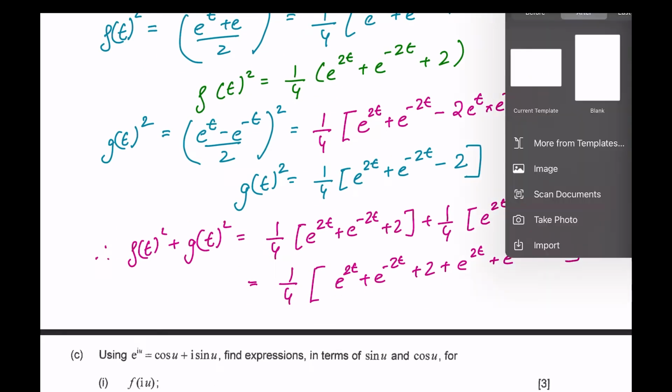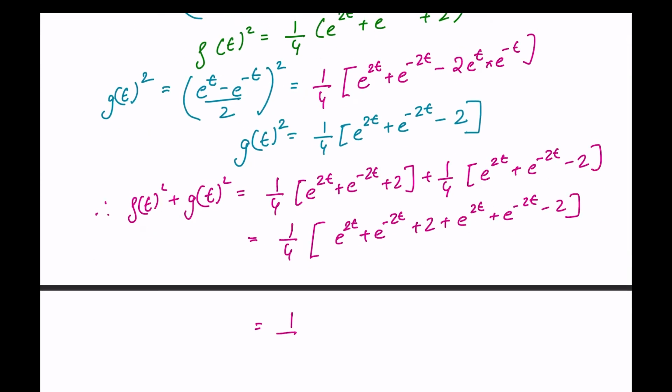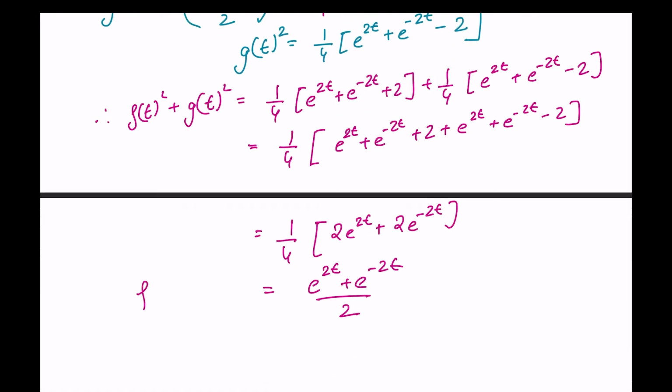Upon simplification, we will find that it reduces to twice e^(2t) plus twice e^(-2t). So I can just take this 2 as common and divide it with the denominator. So we will be left with this, the final value of f(t) squared plus g(t) squared.